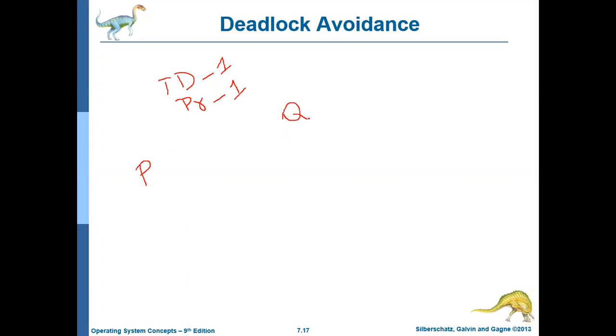Say the process P wants resources in this order. First, it wants to access the tape drive and then it wants to access the printer without releasing the tape drive. So this is the request pattern. And process Q, first it wants to access the printer, and then it wants to access the tape drive.